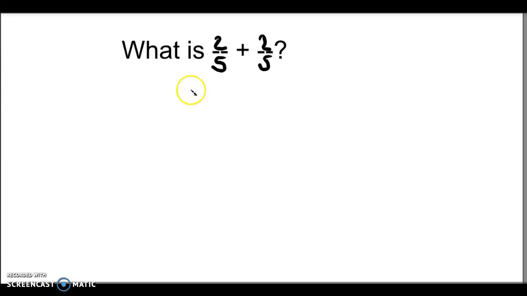Hey mathematicians, let's talk fractions once again. So today I have a question that says, what is 2/5 plus 2/5? Alright, so this is an adding fractions question.